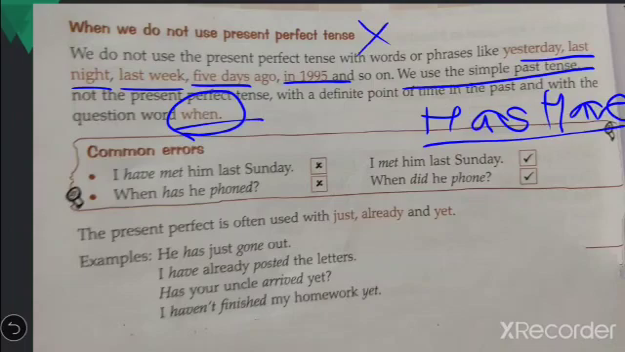Look here, common errors. "I have met him last Sunday." It's wrong. "I met him." Have is showing the present perfect tense. We have to use just the past form of meet, met, and the past participle form of meet is also met. Meet, met and met, but here we have to use only the past form. "I met him last Sunday."